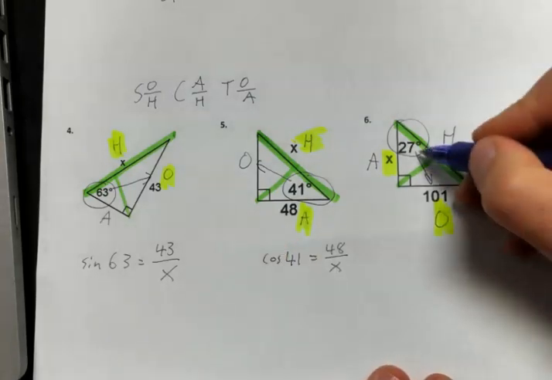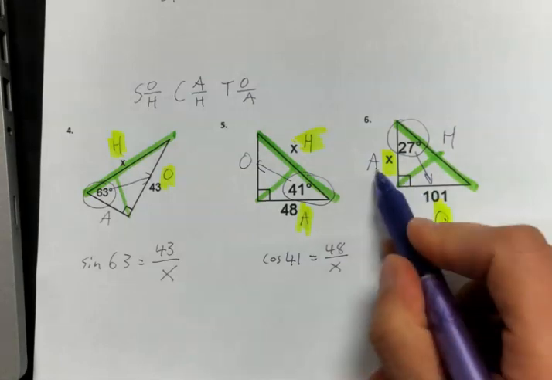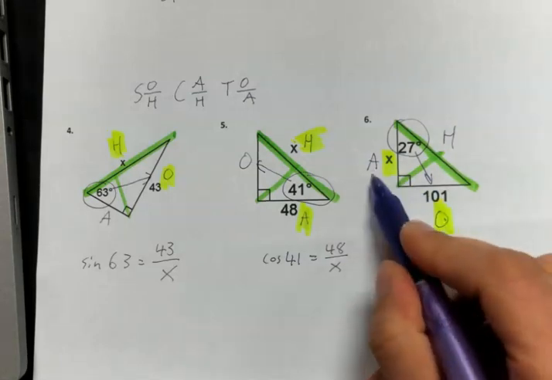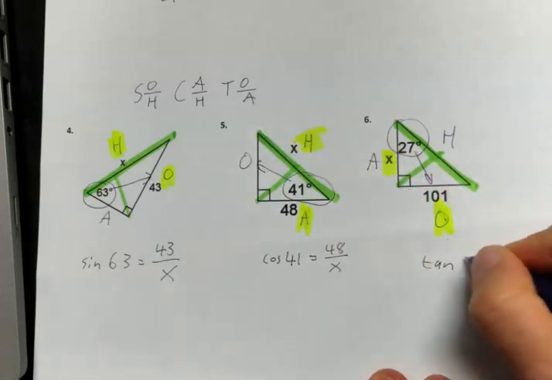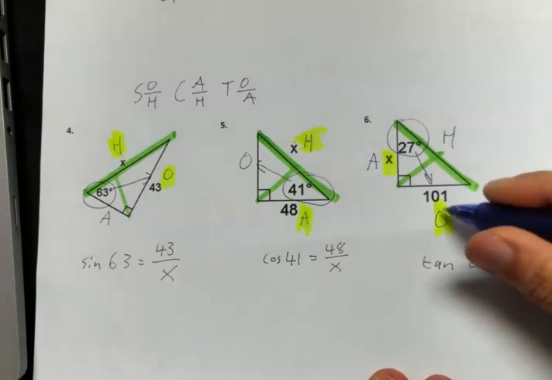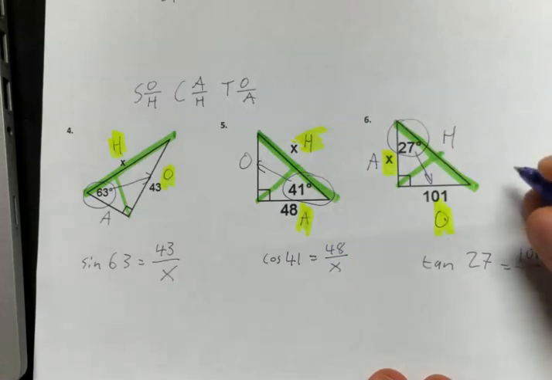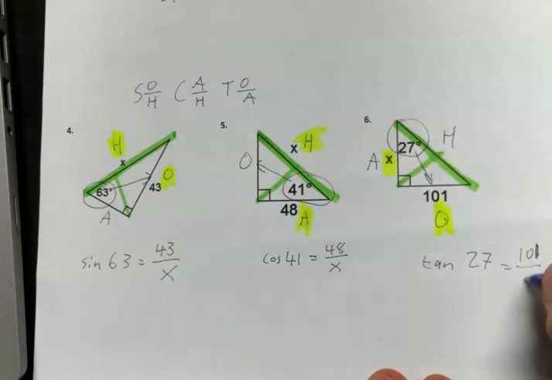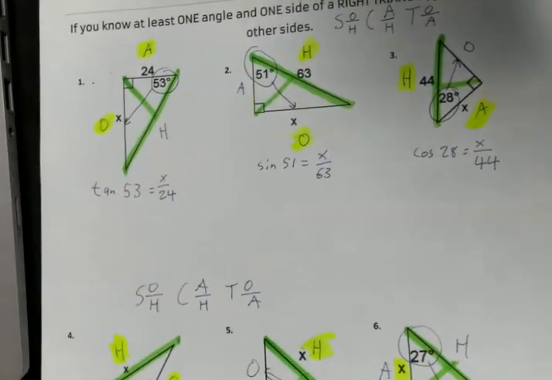And last one, I have O and, oh, I highlighted the wrong thing, O and A. All right, so I have O and A, which is tangent. So tangent of 27 is equal to O divided by A. So O is 101 divided by A, which is X. Okay? All right.